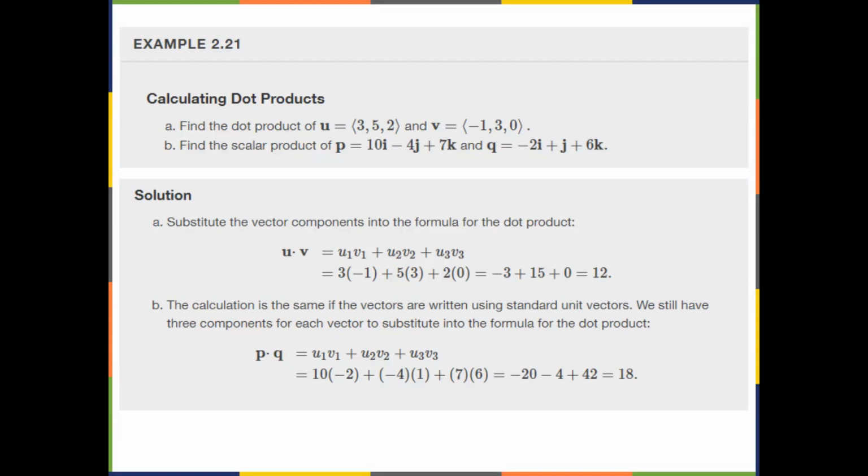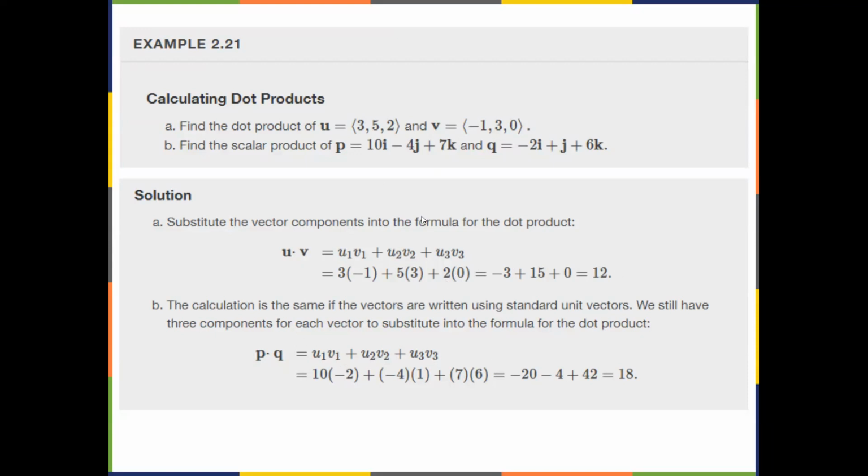If we had had a little bit more prep time, we would be handwriting all of this out together, but we'll just talk through it. So we're going to substitute into our dot product formula our given information. So 3 times -1 will give us -3, 5 times 3, 15, and then 2 times 0, of course, is 0. So we get a dot product of 12.